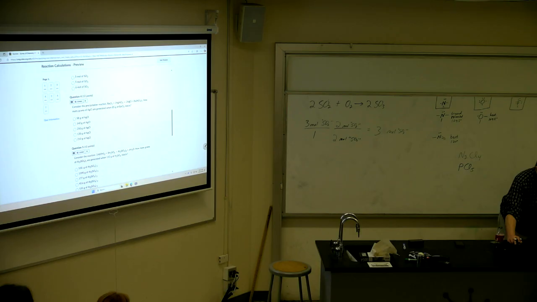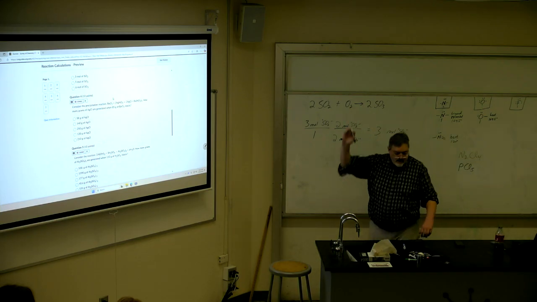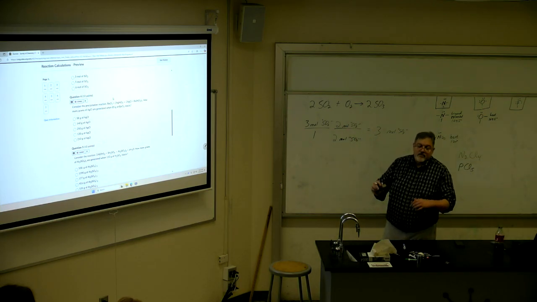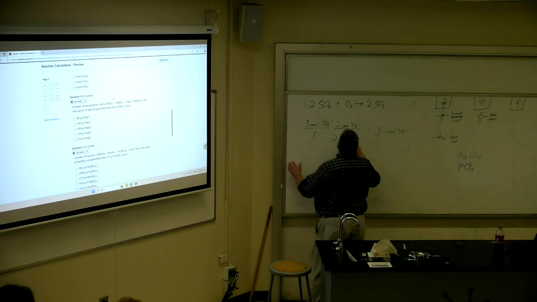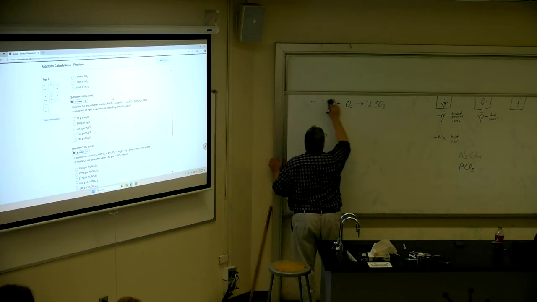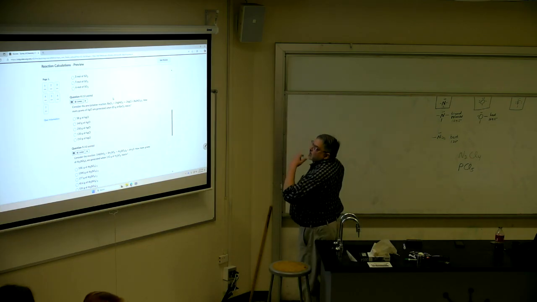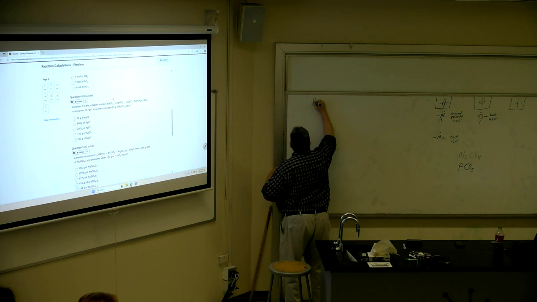Okay, this one's number 4. So there's your balanced equation. And it's saying if you produce this many grams of AgCl, how many grams of AgCl are created? 85 grams of this reactant going. So this is calculating theoretical yield. Those first ones I did were calculating theoretical yield in moles. Usually we calculate theoretical yield in grams.